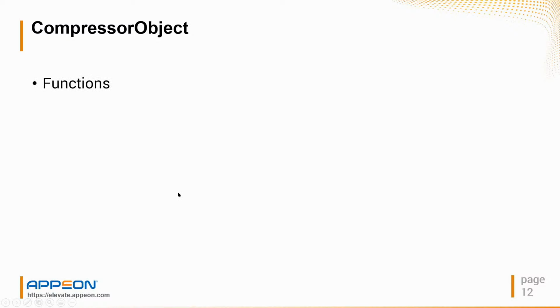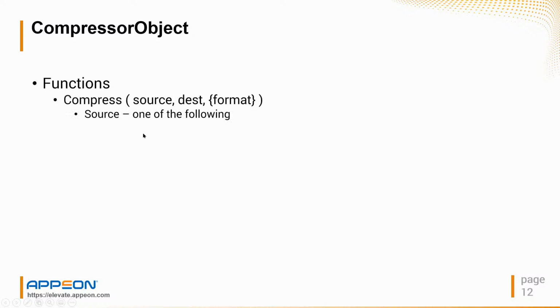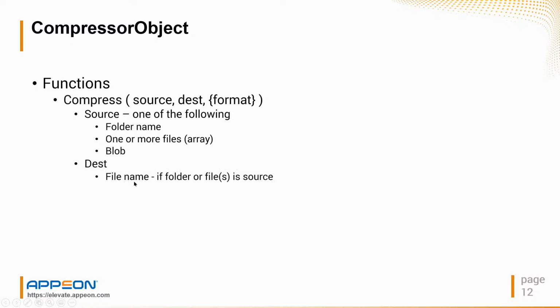So look at the functions here. On the compressor object, there's a compress function. It can take either a folder name, one or more files in an array, or a blob. This is memory essentially. If you pass in a folder name or one or more file names, the result is a single file. If you pass in a blob, you get a blob back. The format is what kind of compression technique you want to use. It's optional. By default, it will use zip, so you'll get a zip format.